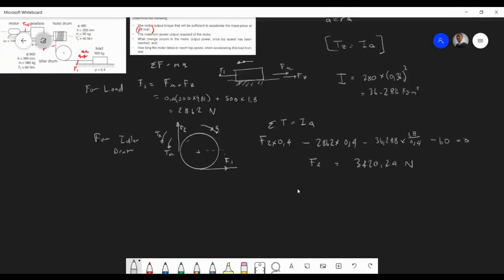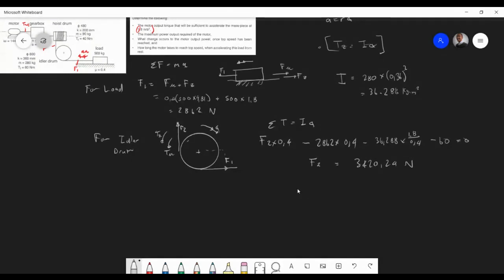Sorry, my video and audio cut out there. I had a bad bit of internet, but the sum of the T is equal to I alpha. That I there is your rotational inertia.